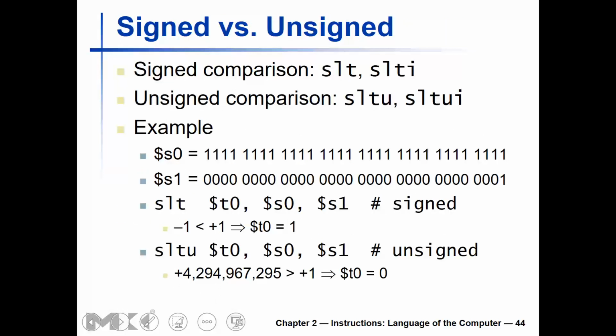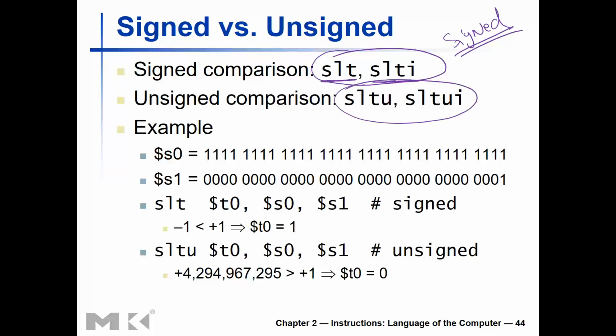Now, the set if less than can come in two flavors. It can come as set if less than and set if less than immediate. In these two cases, we will deal with data as signed data. Now we can also deal with data as unsigned, only positive numbers. What is the difference? Well, the difference is the following.